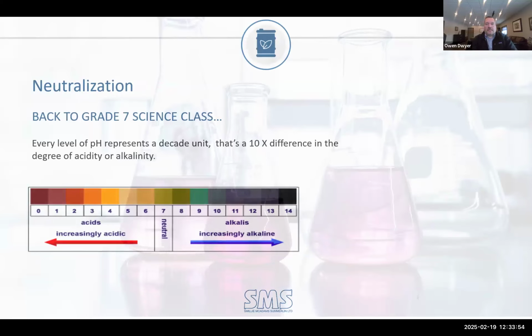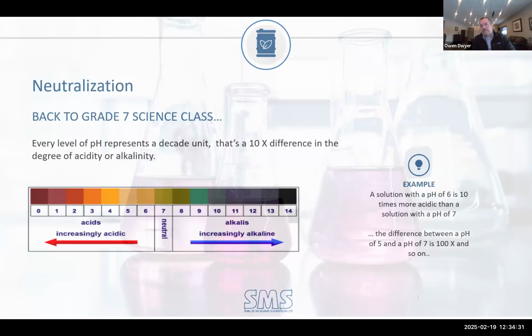So I'm going to throw you all back to grade 7 science class and look at this, not the periodic table, the pH table. Neutral is 7. So when we talk neutralization, we're not trying to achieve a pH 7 neutrality. We're trying to, again, get within that permissible window that the municipality sets. Every change in pH from 6 to 7 is what's called a decade unit, or 10 times in concentration. So a pH of 6 is 10 times more acidic than a pH 7. pH 5 is 100 times more acidic than pH 7.